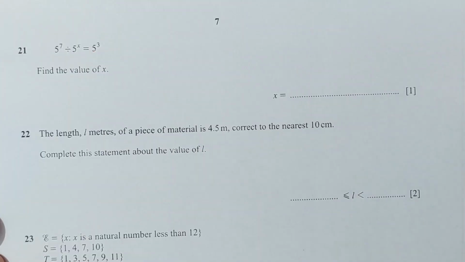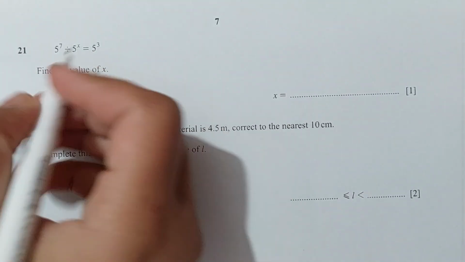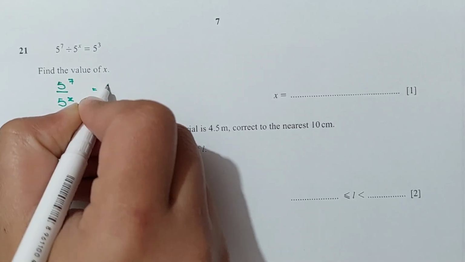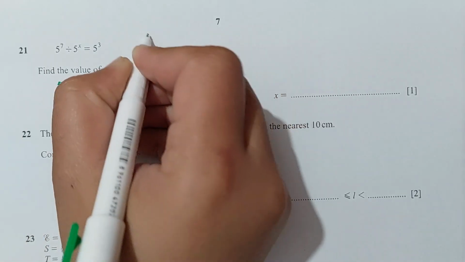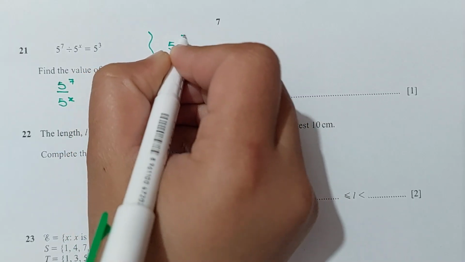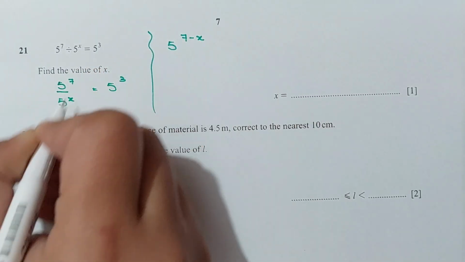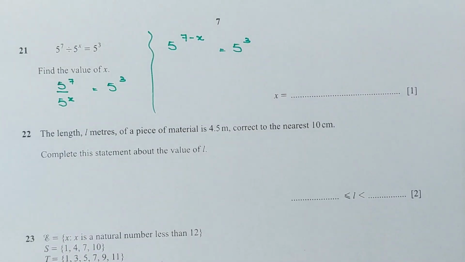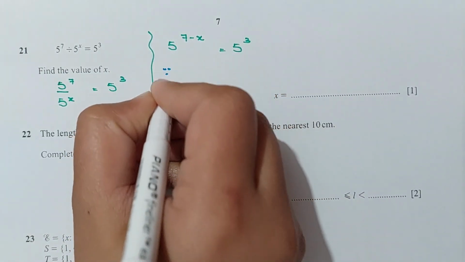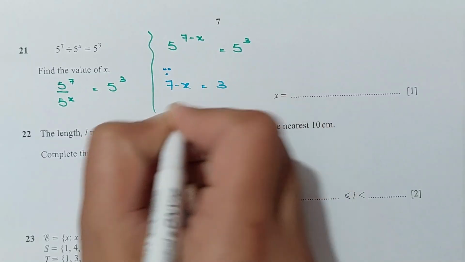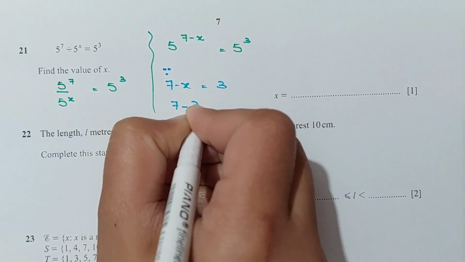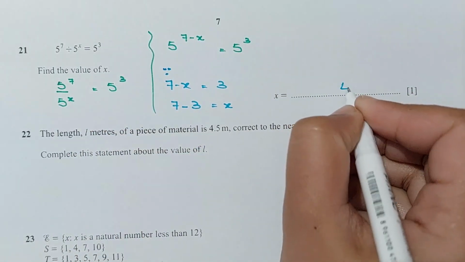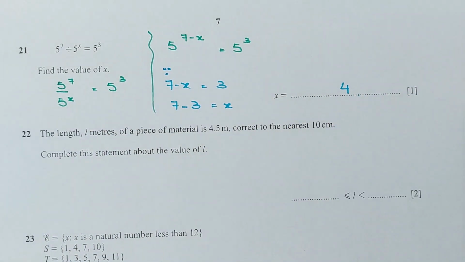All right. Question number 21. Find the value of x. 5 to the power 7 over 5 to the power x. This would equal 5 to the power 3. Okay, shift the power to the numerator, which is 5 to the power 7 minus x. This equals 5 to the power 3. The bases are the same. Let's compare the powers. We can say 7 minus x would equal 3. And 7, shift the 3 to the other side, equals x on the other side. And 7 take away 3 would be 4. So the x value is equal to 4.